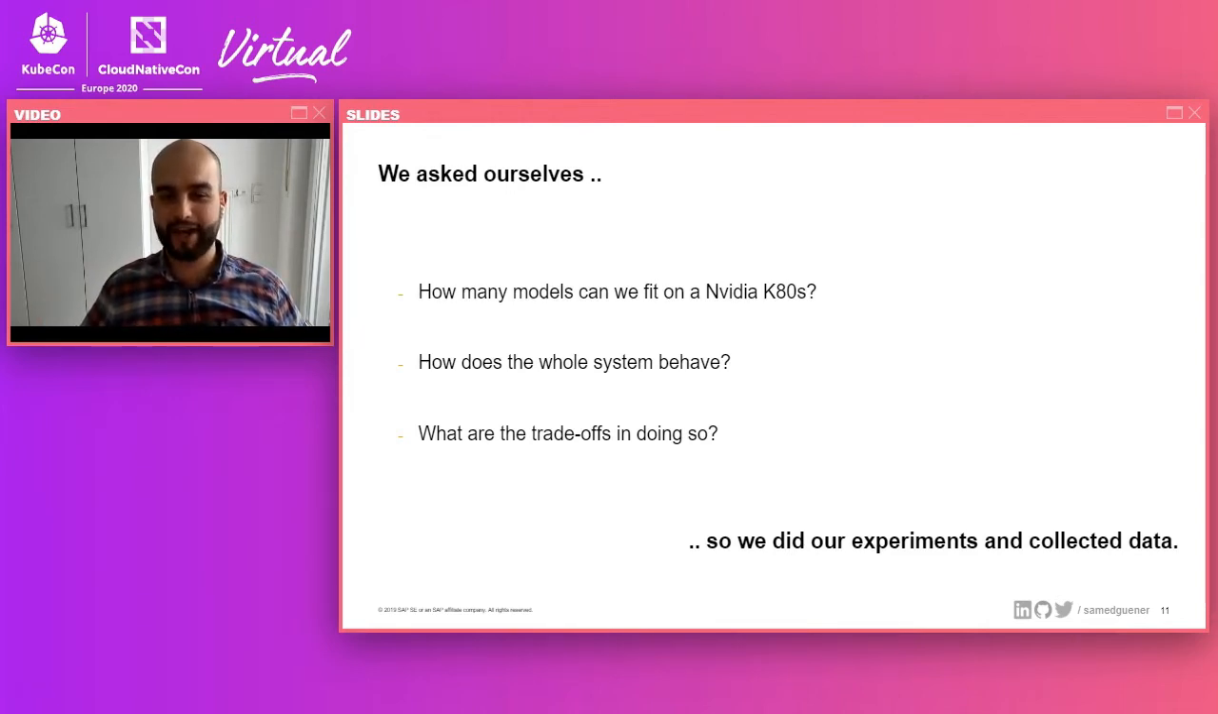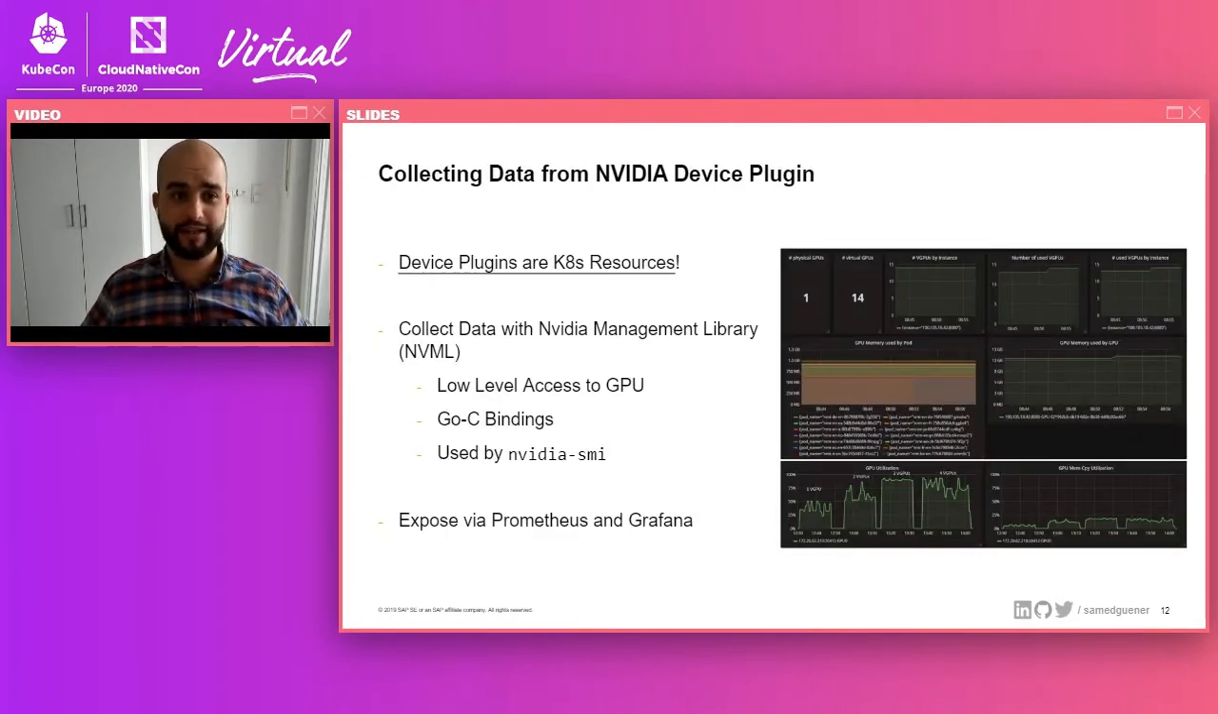How does the whole system behave, and what are the trade-offs in doing so, and limitations, of course? So we did our experiments and collected data. Talking about collecting data, the device plugin is nothing more than a pod accessing the local devices to advertise resources to Kubernetes, meaning that the very same strategy of pods for monitoring and collecting data can be used here too.